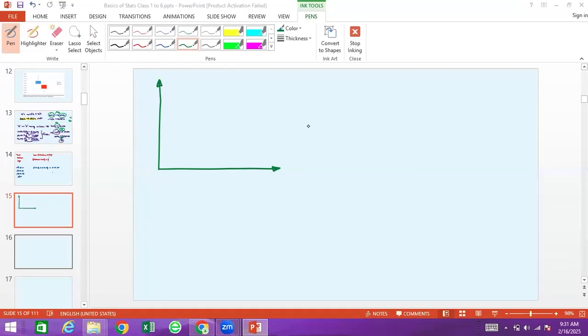Charan's question is whether there is any variable where the value is a string, but it is defined as a continuous variable. No, that is not possible, Charan. The other way around is possible, that the value is numeric, but the variable is defined as a categorical variable. But it is not possible that the value is a string and it is a continuous variable.